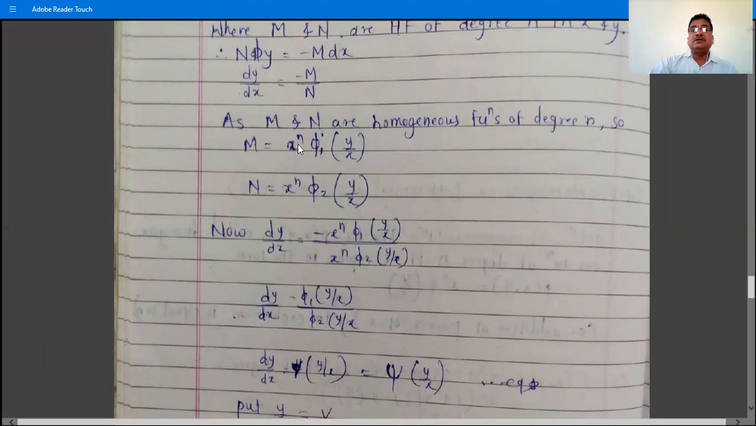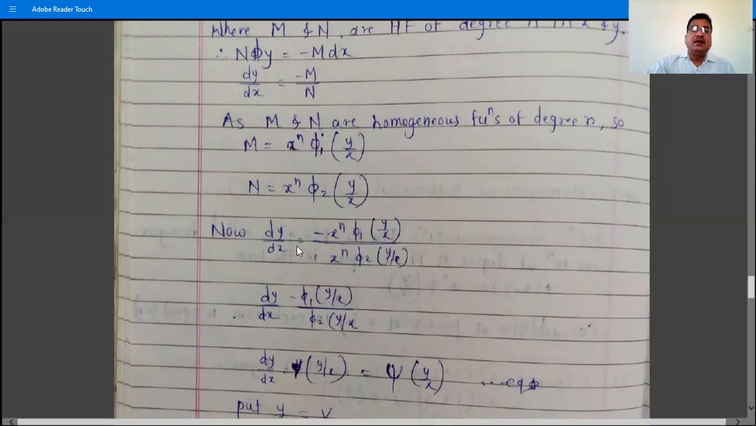So because M and N are two homogeneous functions of degree n, the function phi1 of y by x depends on the value of M, and the function phi2 of y by x depends on the value of N. But we have the same power of x, n, in both places, because M and N are homogeneous functions of degree n.